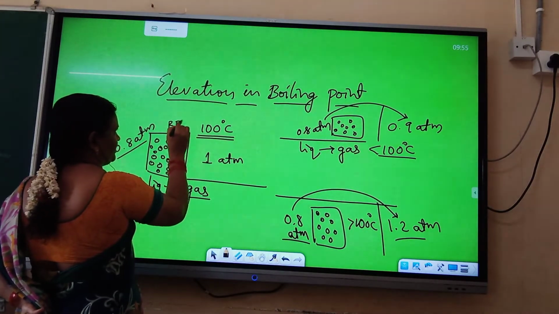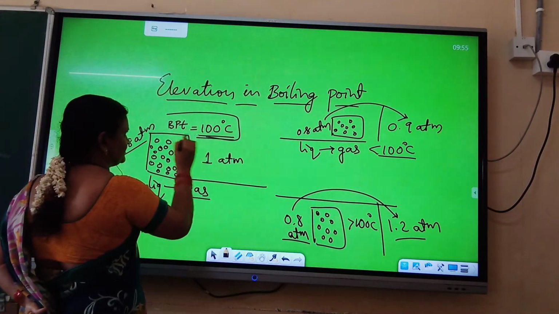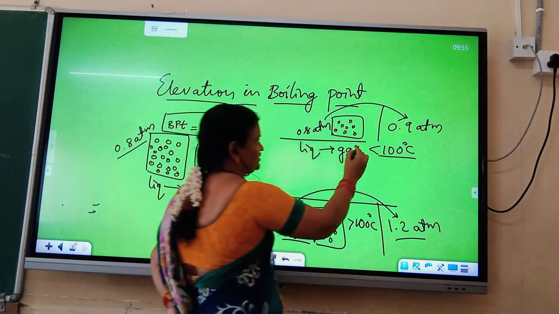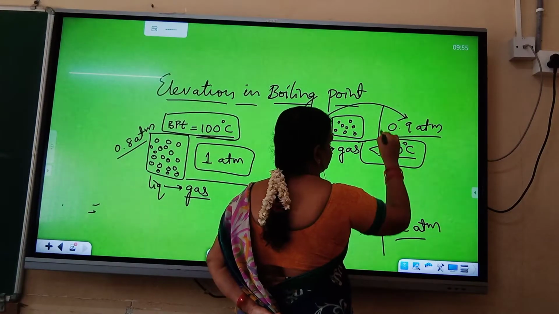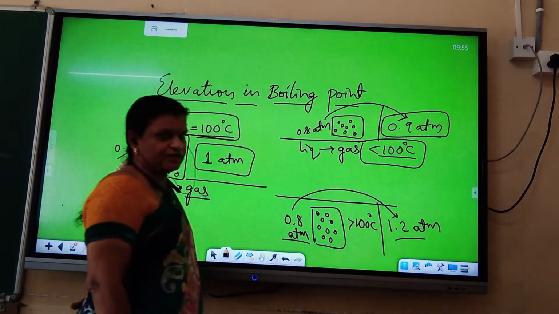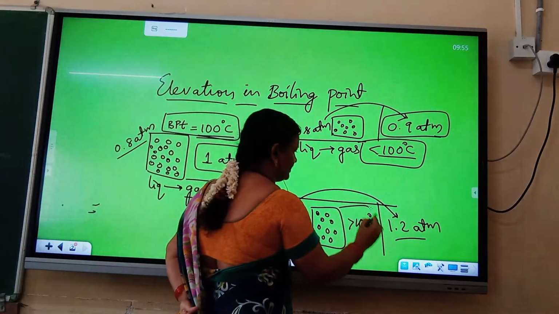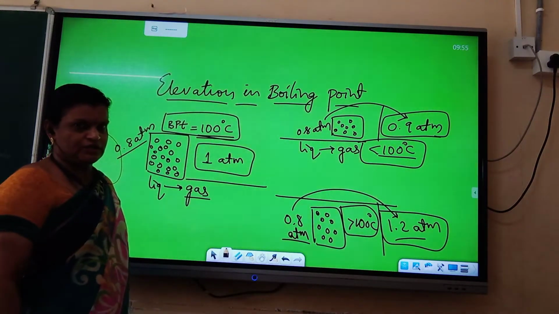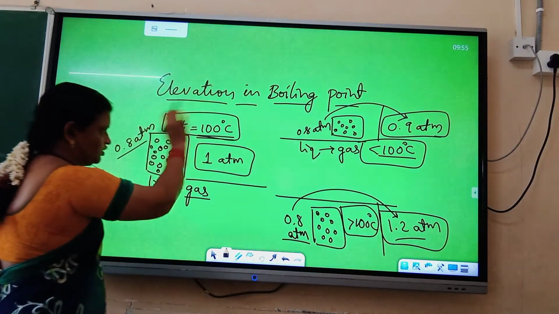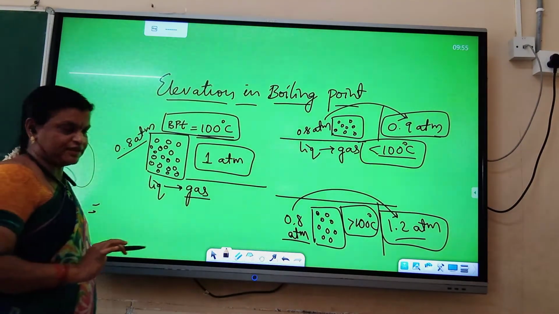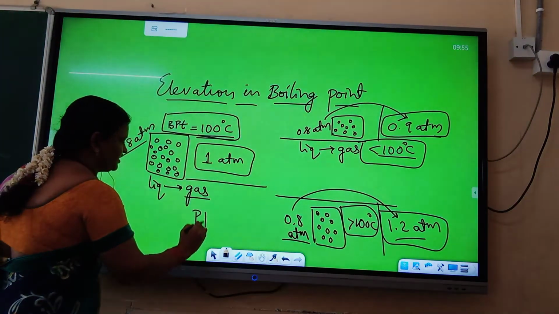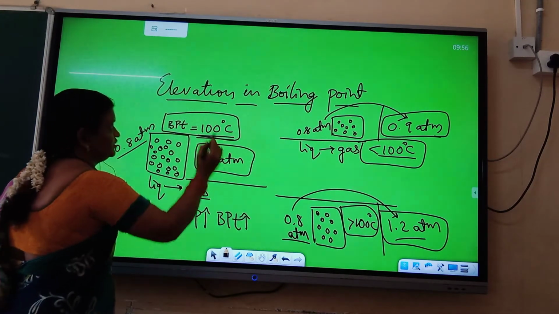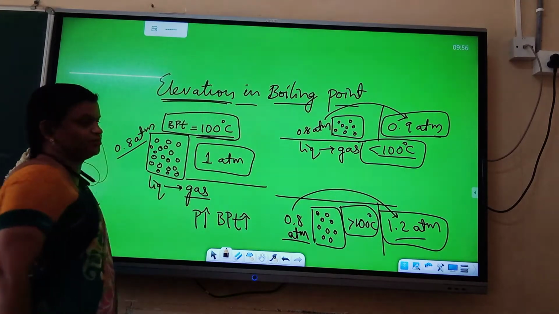What does it mean? Boiling point is equal to 100 degrees Celsius when the pressure is 1 atmosphere. Boiling point is less than 100 degrees Celsius when the pressure is less than 1 atmosphere. Boiling point is greater than 100 degrees Celsius when the pressure is greater than 1 atmosphere. So on the whole, from these three activities, we understand that whenever pressure increases, the boiling point also increases.